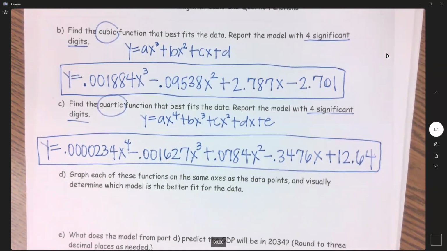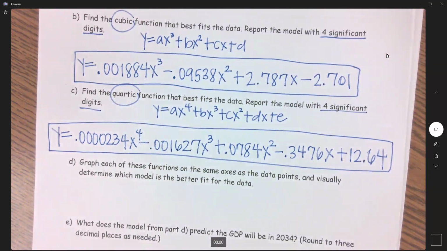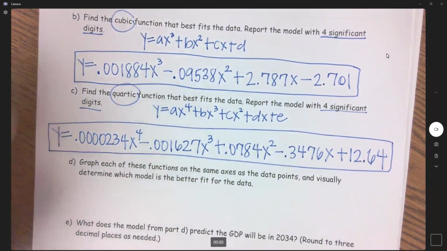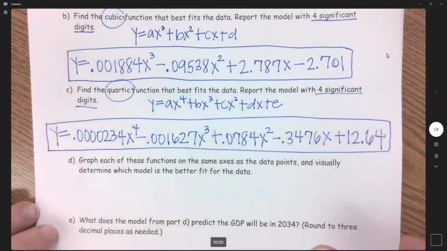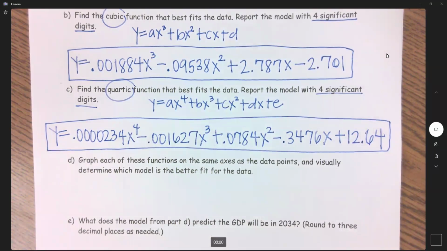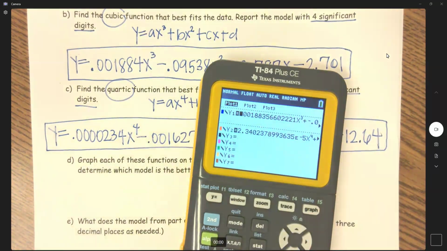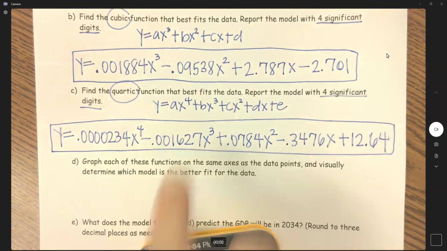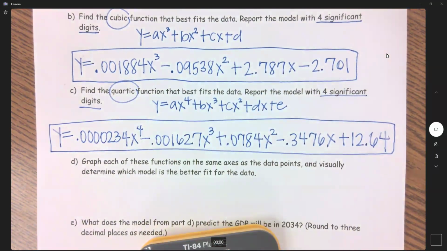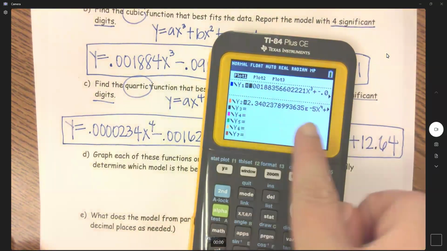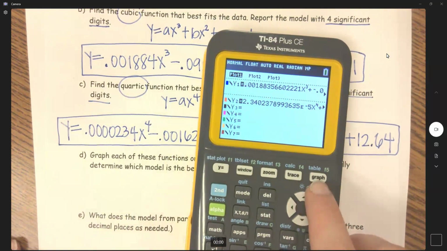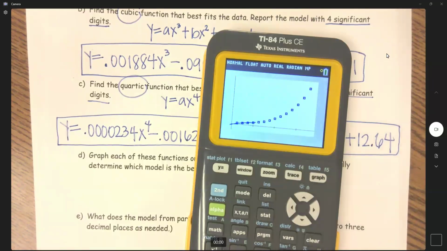Okay, let's go over part D, and then we will make a new video for E and F. So part D says graph each of these functions on the same axis as the data points and visually determine which model is the best fit for the data. Okay, we can go about this one of two ways. Now that I have stored in my equations, and they are exact, right? Every decimal, not using these quote models, using the entire thing. Now I'm going to hit graph and I'm going to see which one of these is a better fit.